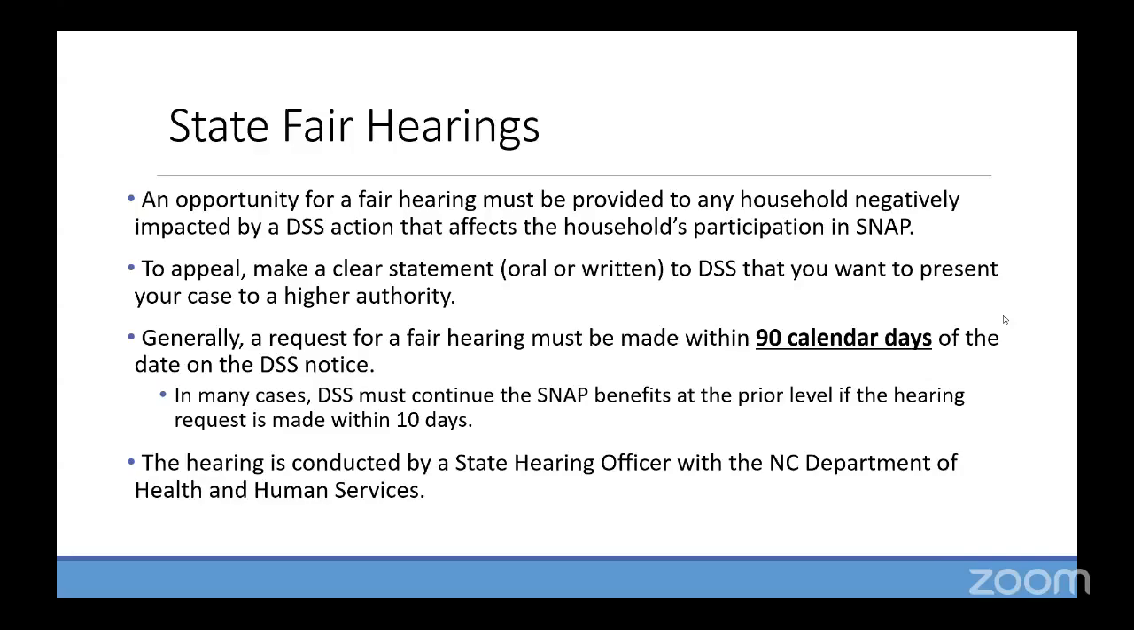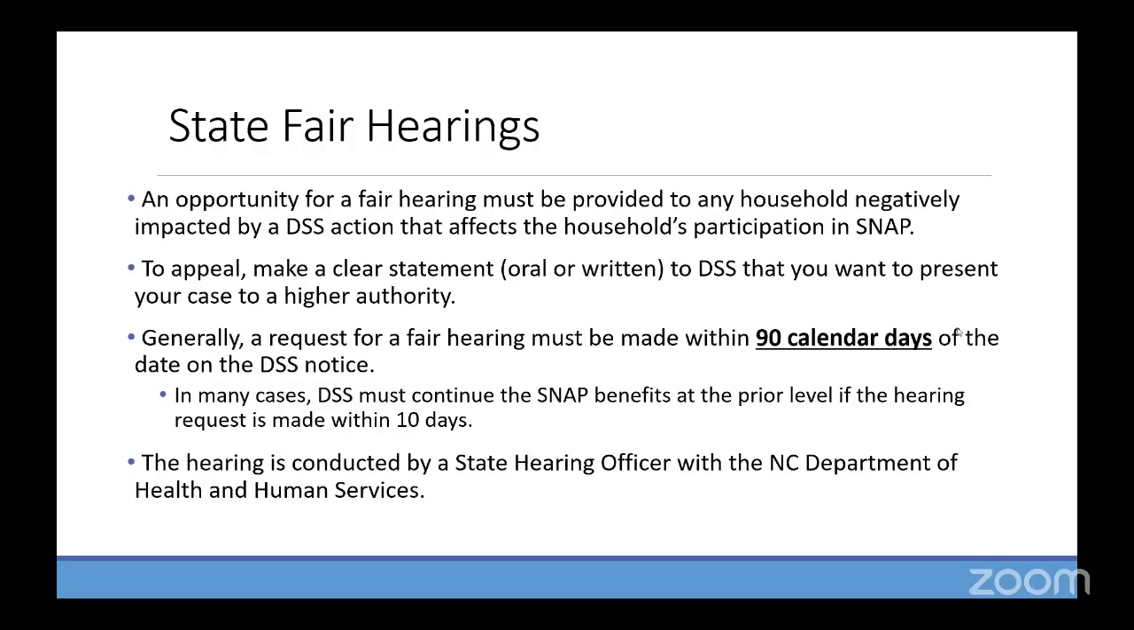So again, these state fair hearings have to be provided to a household that's negatively impacted by a DSS action that impacts their participation in SNAP. So these would be things like DSS saying that you're no longer eligible or that your benefits are going to be reduced. Those are things that you can appeal and have a hearing on. If you would like to appeal, you should make a clear statement, either oral or written, to DSS that you want to present your case to a higher authority. That's all you have to do, and then they will schedule the hearing.